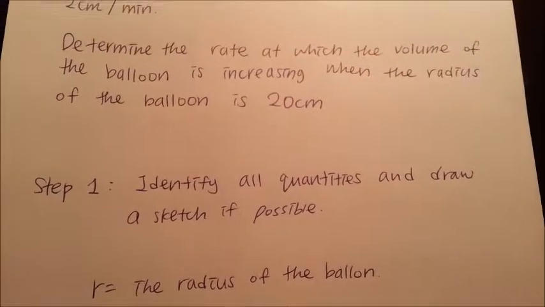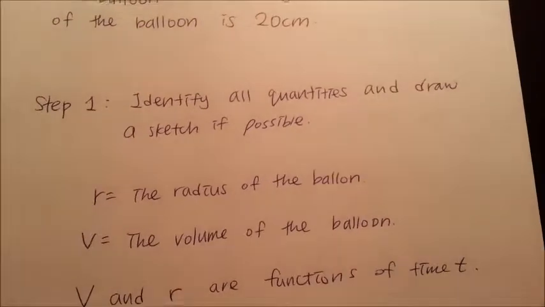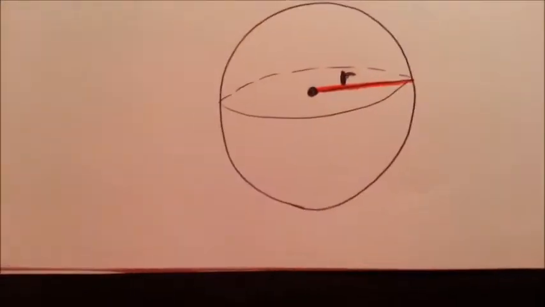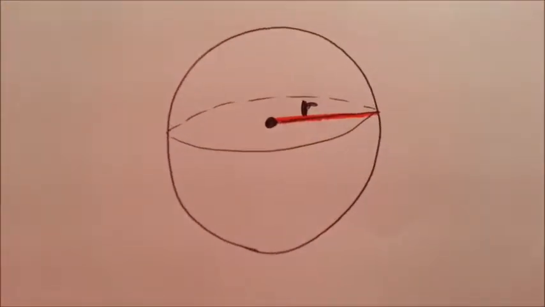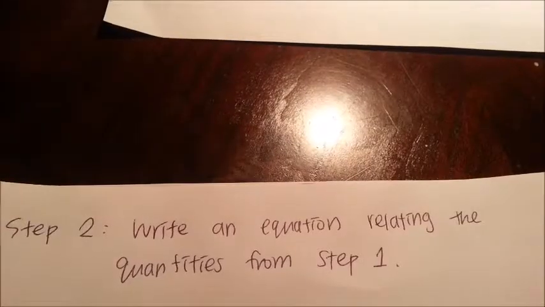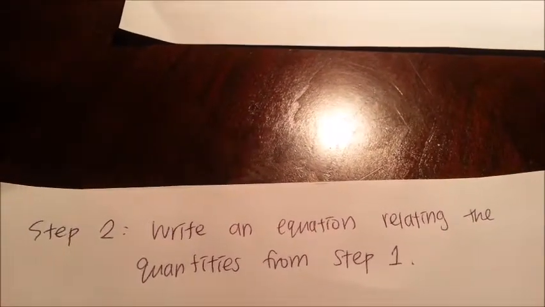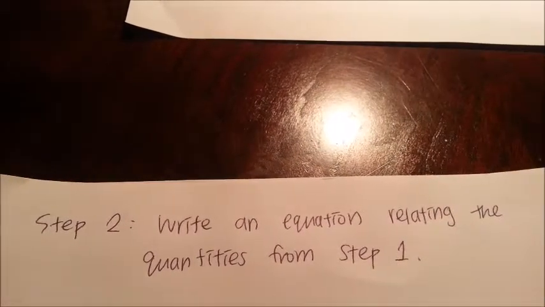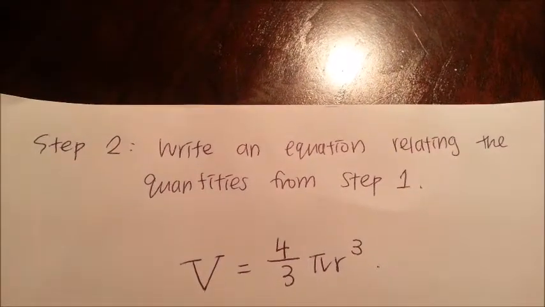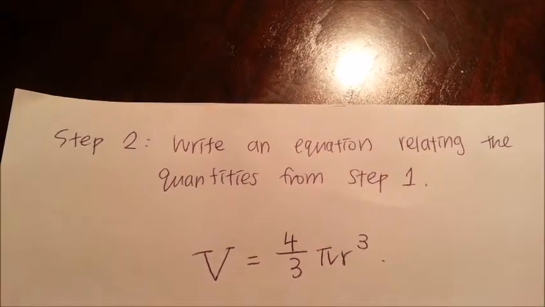r equals the radius of the balloon. V equals the volume of the balloon. V and r are functions of time t. This is the sketch. This is r in the sphere. Step 2. Write an equation relating the quantities from step 1. Since the question is asking about the volume of the sphere, V equals 4 over 3 pi r cubed is the equation.